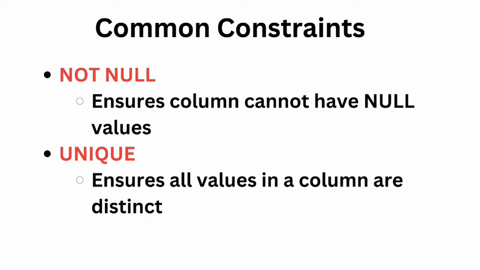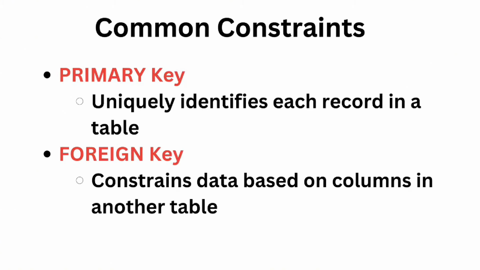Then, another constraint that's really common is the unique constraint. This ensures that all values in a column are different. So a unique constraint could be used on something like a customer ID column because you want each customer ID to be unique. You wouldn't want to use a unique constraint on something like a first name column because people can definitely have the same first name. So unique, again, ensures all values in a column are distinct or different.